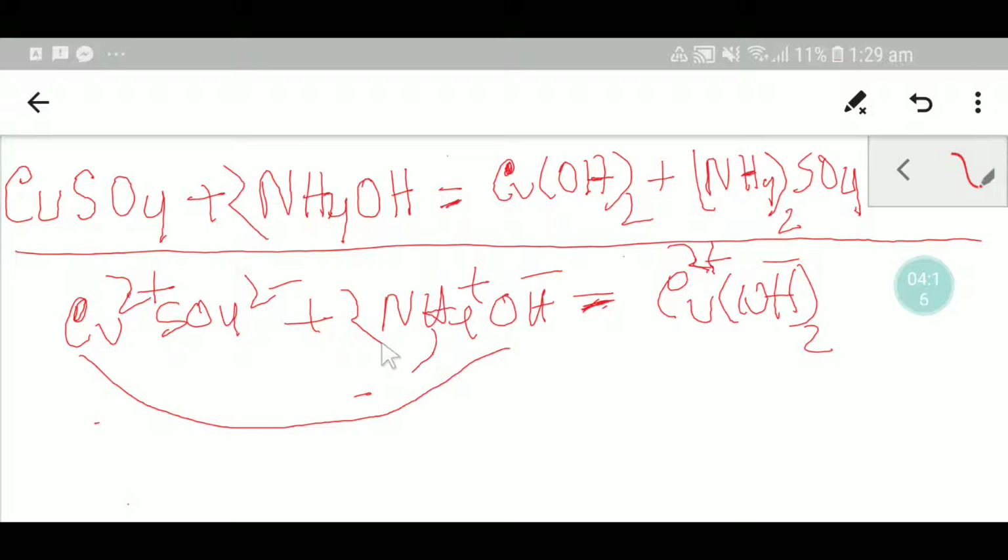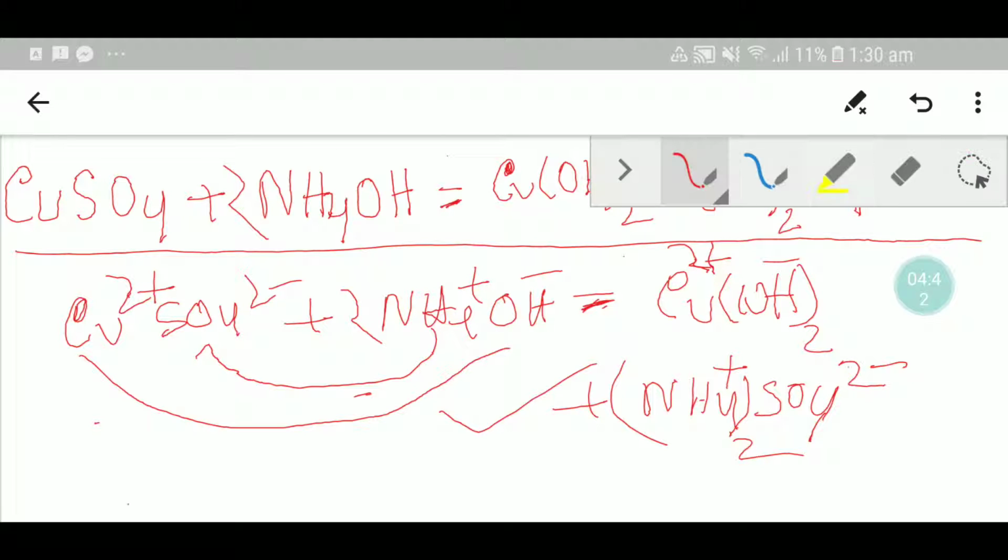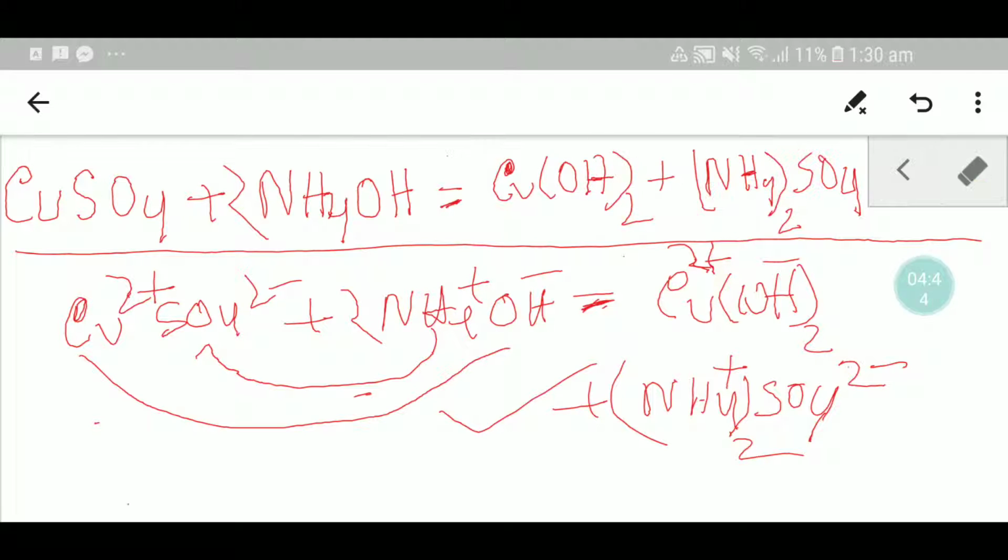And this ammonium will go with this, so you are getting here ammonium sulfate, right? And ammonium sulfate, to balance this formula you have to place here 2. This 2 ammonium must come from this compound, already this compound has 2, so you can say that this is the balanced reaction, right? Okay, let me take another example.